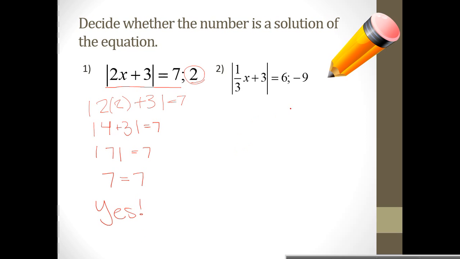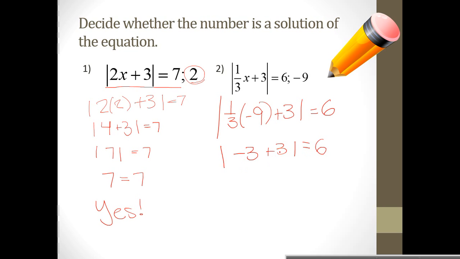Now let's look over here. They want to know, is the absolute value of 1/3 x plus 3 equal to 6? And is negative 9 a solution? So let's plug in negative 9. I'm going to have the absolute value of 1/3 times negative 9 plus 3 is equal to 6. Now, 1/3 times negative 9, if you do that on your calculator, you will get negative 3.